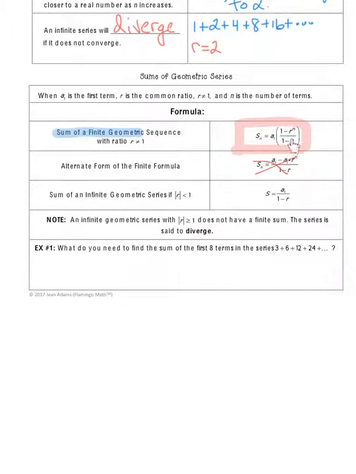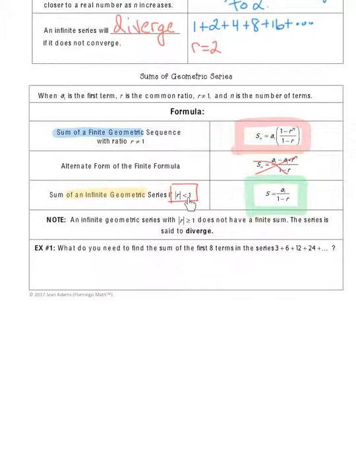Please make sure that you put parentheses around your r, especially if r is negative. Then for the sum of an infinite geometric series, you're going to use this formula right here. It's a much simpler formula. You only need a sub 1 divided by 1 minus r, and this works 100% of the time as long as, and this is the key point, the absolute value of your ratio is less than 1. The only way that you have a converging infinite series is if your ratio is less than 1.